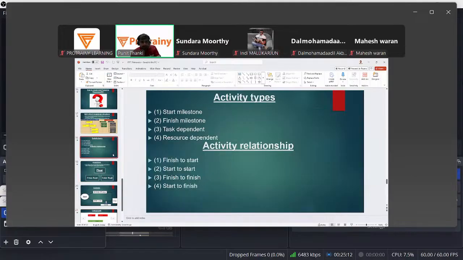I already told you about the activity types: start milestone, finish milestone, task dependent, resource dependent. Activity relationships are also very important: finish to start, start to start, finish to finish, start to finish. I give you an example: once foundation is completed, then installation of the centrifugal pump will begin. Foundation to installation is finish to start.